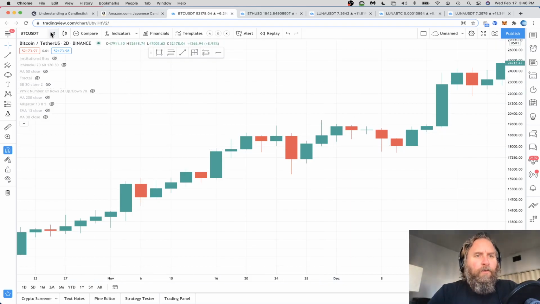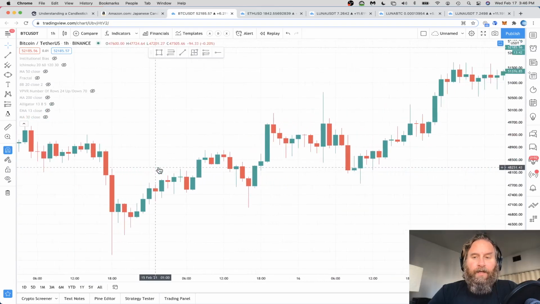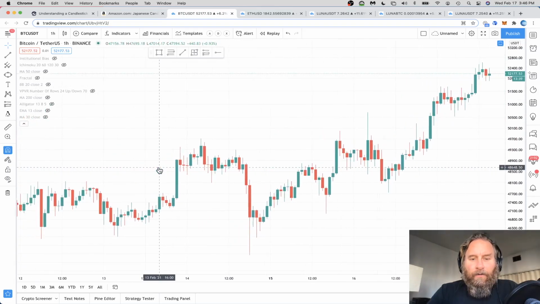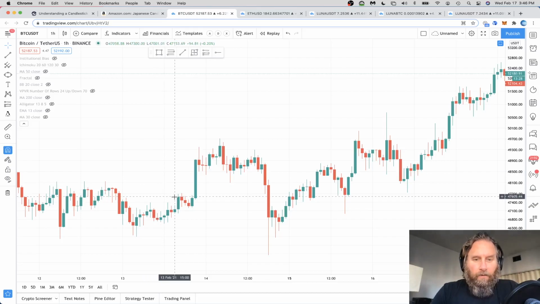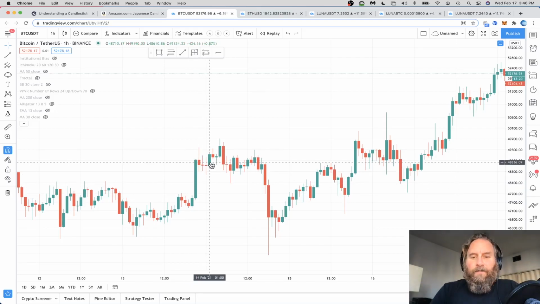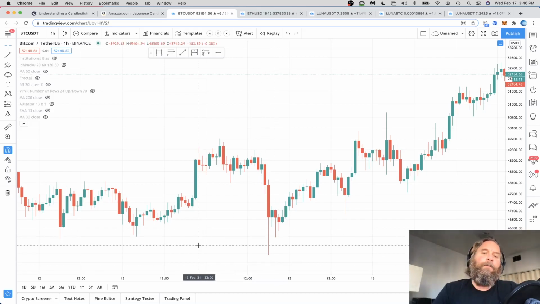Okay? So let's take the same Bitcoin chart and let's change it from a 2-day to a 1 hour. Now what does this mean? Well, this means that every single candle that you see on the chart represents just 1 hour of price movement. So this big green candle is 1 hour. The next candle, 1 hour, 1 hour, 1 hour. You understand? And you can see on the bottom here that there's 1 hour ticking by, right? 15, 16, 17 o'clock, 18, 19, and so on.